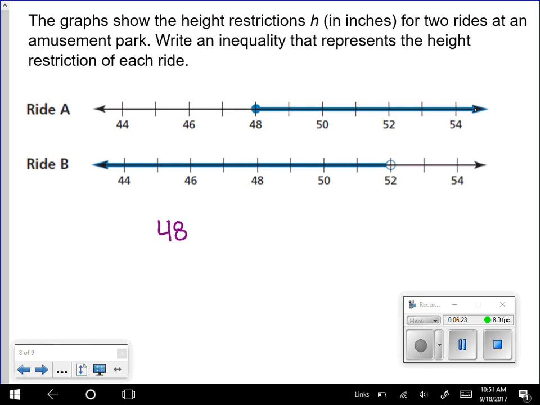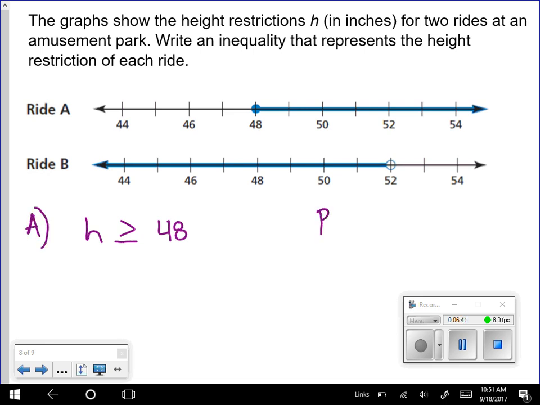Everything is shaded to the right, so everything is larger, right? So the height of somebody, if we call it h, is going to have to be greater than, and it could also be 48, or equal to 48. So this is for A.